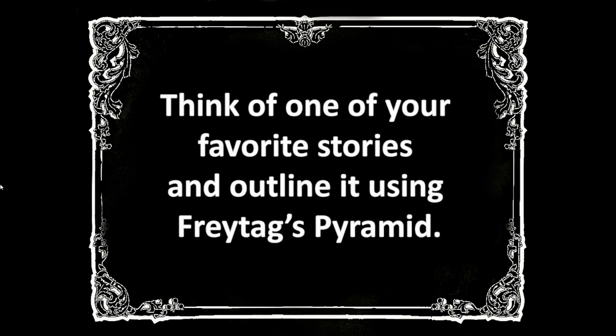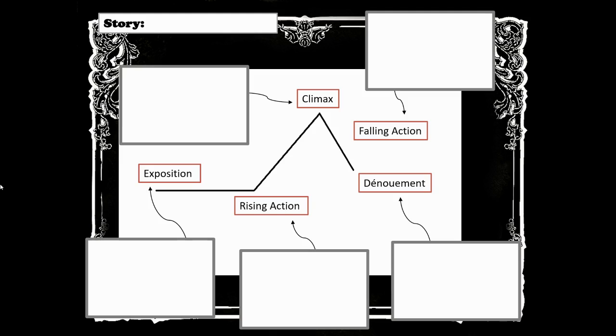So, what I want you to do now is think of one of your favorite stories and outline it using Freytag's pyramid. So, think of your story and tell me what the exposition is, the rising action, the climax, the falling action, and the denouement of your story is.